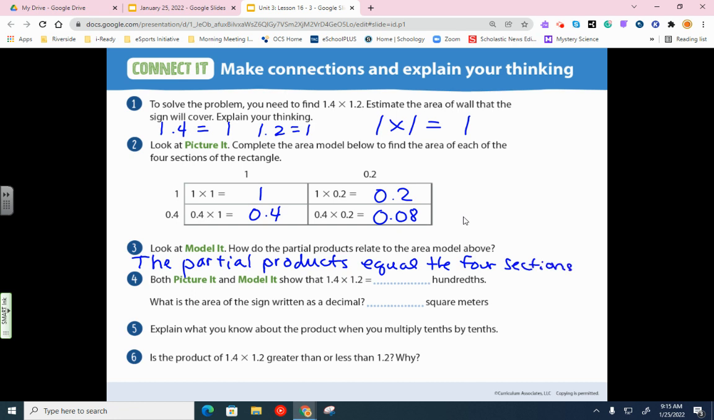So each of these boxes is the same as the partial products to show that they are very similar ways to find the answer. Both picture and model show that 1 4/10 and 1 2/10 equal 168/100. What is the area of the sign written as a decimal? We know that's 1.68 hundredths square meters.